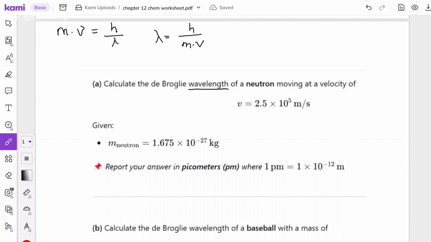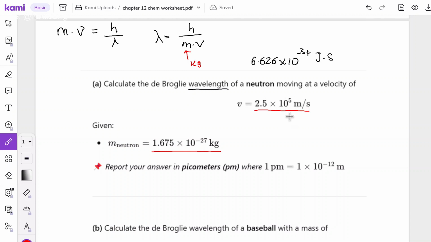And now we start looking for the units of what to substitute into the equation. So we know what h is always going to be. h is a constant, Planck's constant, and it's always going to be this. But what about the mass? It gives it to us right here, the mass of a neutron. And when using de Broglie's equation, the mass is always in kilograms. And then the velocity is given right here in meters per second.